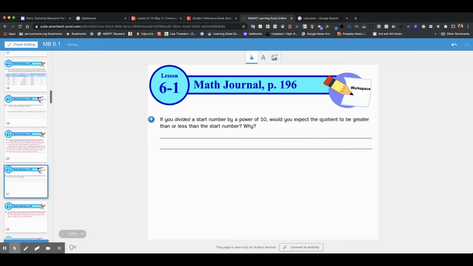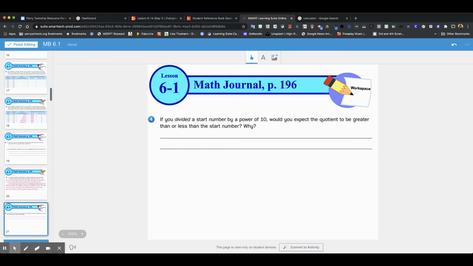Question four asks you now to think about if you were to divide a start number by a power of 10, do you think the quotient would be greater than or less than that start number? Do you think it would be greater than or less than? Go ahead and reflect on number four. Pause your video to write down your work. And then come back and let's see.